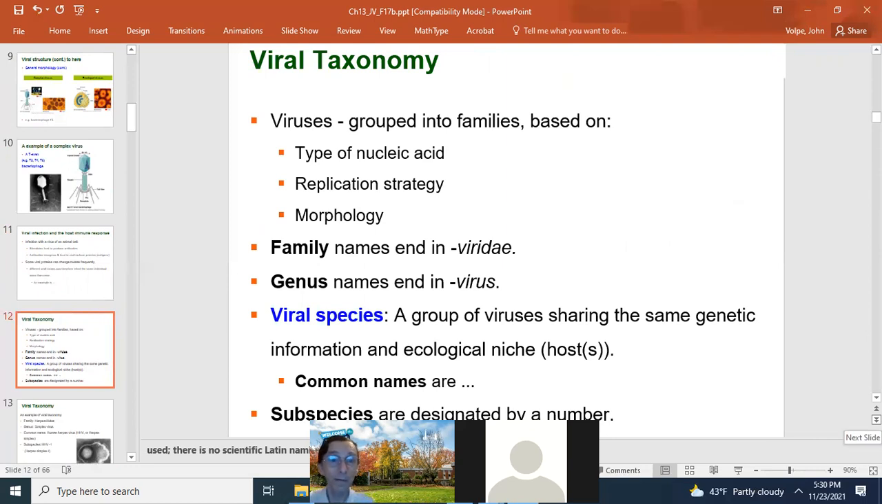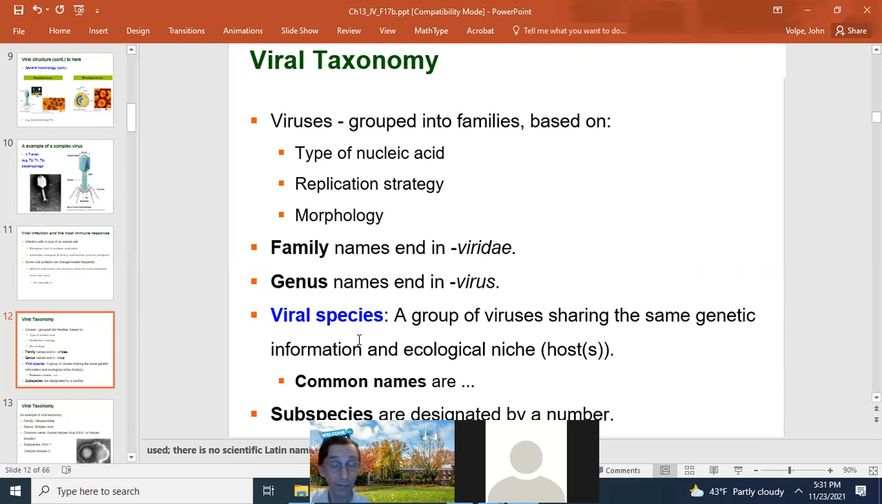All right, so when we're talking about viruses, it's important that we group them, and we call that viral taxonomy. Viruses are grouped mostly into families, genuses, species, and we can group them by the type of nucleic acid they have, whether they're a DNA virus or an RNA virus, and their replication strategy. We group them by their morphology. Virus family names always end in viridae. So if you see something like Poxviridae, that means the pox family of viruses. The genus of a virus ends in virus. So the pox genus, poxvirus. Herpesvirus would be a genus.